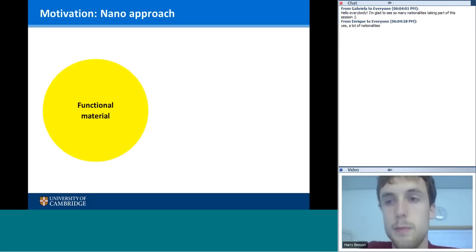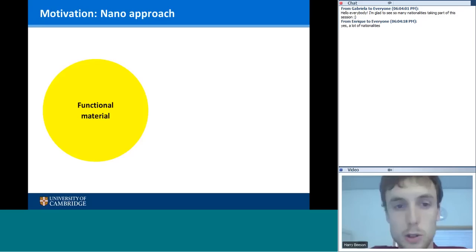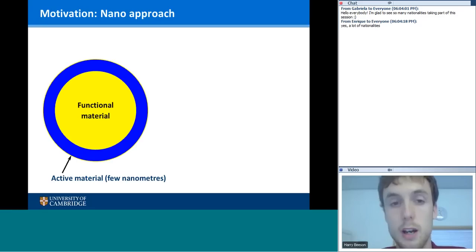Well, if you take your device and it's doing whatever you want it to do, you have the functional material in there, the material that is actually performing the process driving the technology. Often, however, the processes that you're interested in are only happening at the surface of that functional material. The active material is then just a few nanometers into the volume of that functional material.